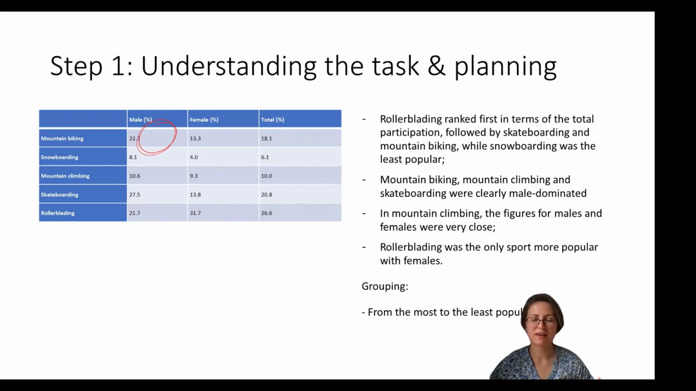So mountain biking, mountain climbing, and skateboarding were clearly male dominated, right? So you can see the difference is quite large between males and females when it comes to these sports. In mountain climbing, the figures for males and females were very close. And the last feature I've noticed is that rollerblading was the only sport more popular with females, not with males. So I'm gonna include all these features when I write my report.